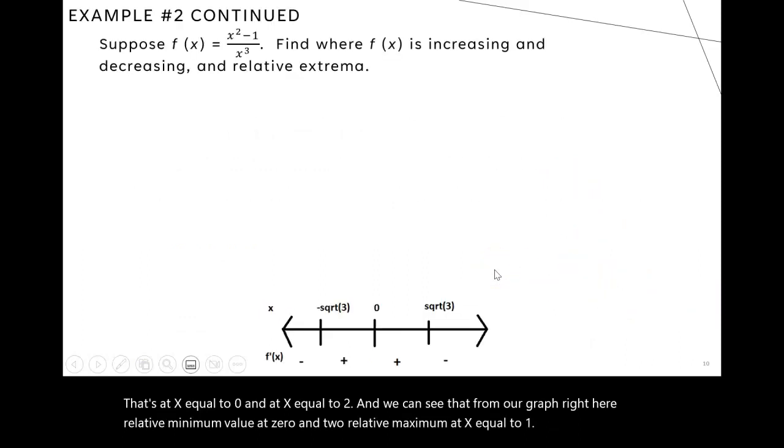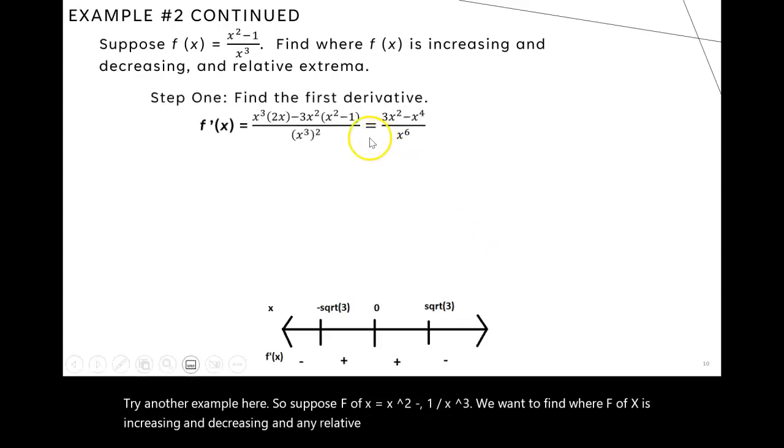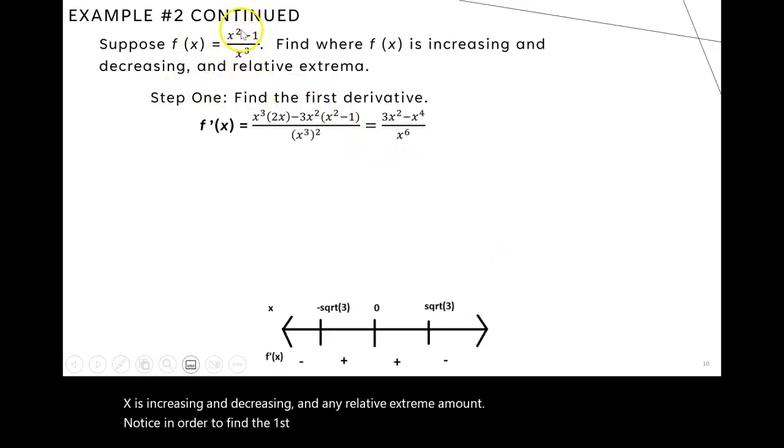Let's try another example here. Suppose f of x equals x squared minus 1 over x cubed. We want to find where f of x is increasing and decreasing and any relative extrema. Notice in order to find the first derivative, we have a quotient, x squared minus 1 divided by x cubed.